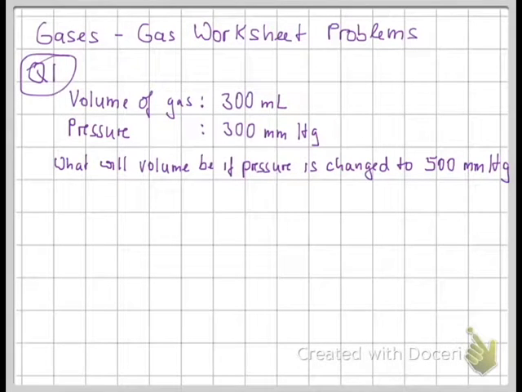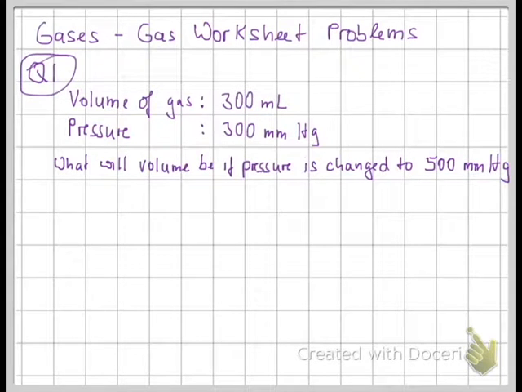Hi all, as promised, here is a presentation that will go over select questions and their answers to the worksheet for the gas laws. Gas laws are much more straightforward than the stoichiometry, and I will just give you some rundowns of the more complicated questions.